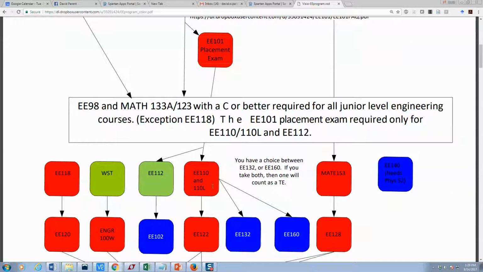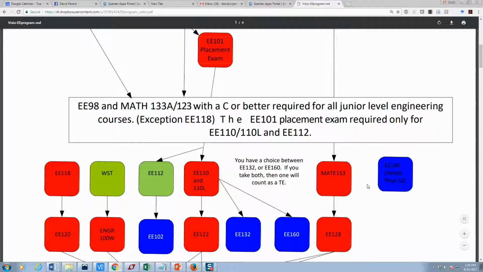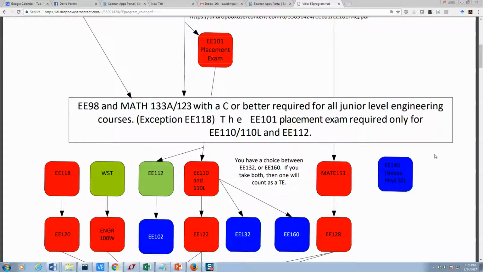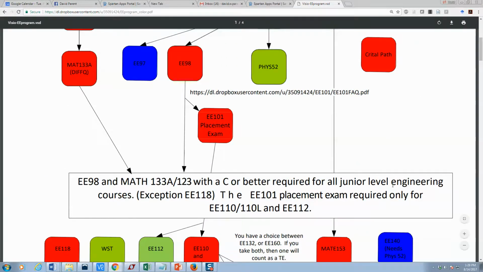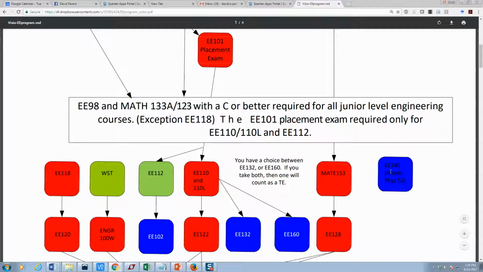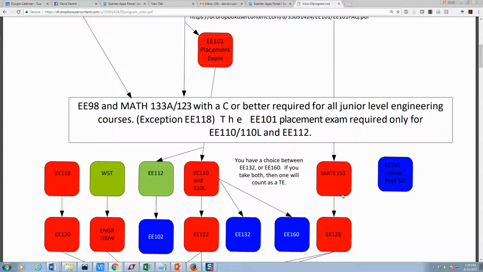Now, starting in the junior year, we have these various courses that you can take, but two of them need a placement exam, which is its own topic. And yes, 140 is here. It only really needs Physics 52, but you really don't want to take that your first semester. I will show you the sequence of things to take later. And really, unless you're transferring in with some 4-year college credit, which is quite rare, you wouldn't have had any of these classes yet.